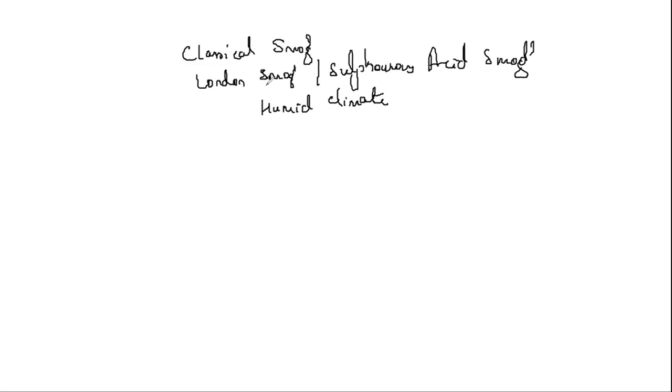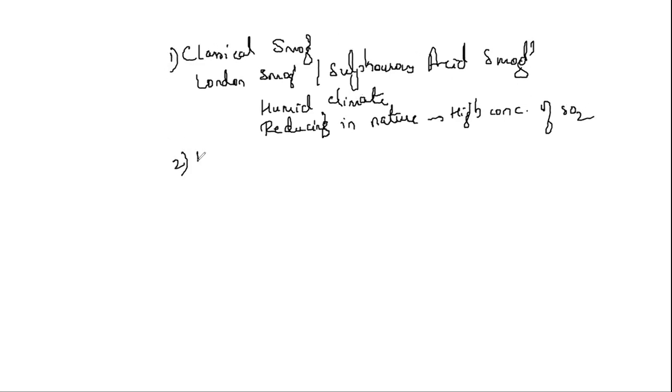It results from the accumulation of smoke from coal burning, which has high sulfur content. So this is chemically reducing in nature. You should know the characteristics of this: it is reducing in nature because it has a high concentration of SO2. So this is one type of smog.